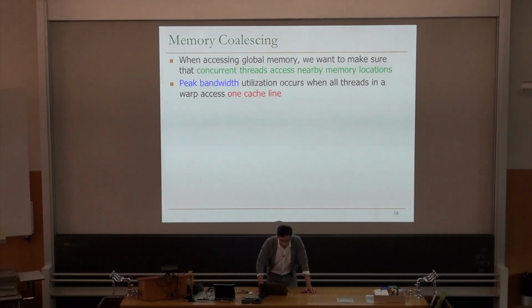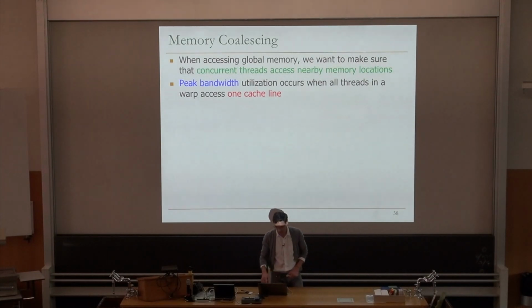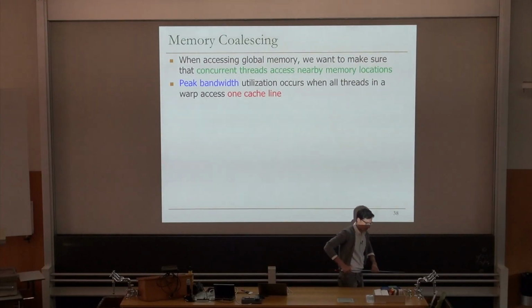So the peak bandwidth utilization occurs when all the threads in a warp access one cache line. This is something that probably you could be guessing already, right? Because we access memory on a cache line granularity. And we have the threads of the same warp executing in lockstep, being launched and running at the same time. So it makes sense that if we want to get the maximum bandwidth, these threads access the cache line.